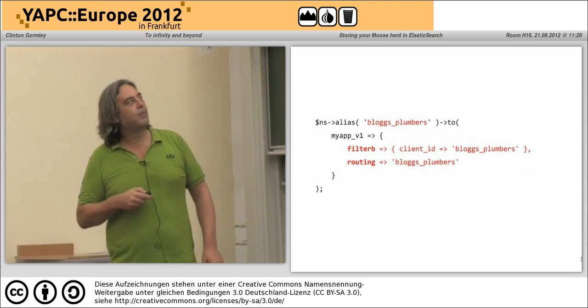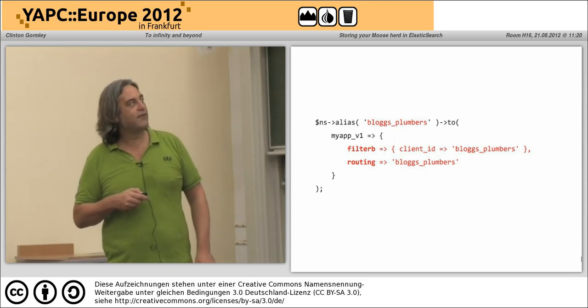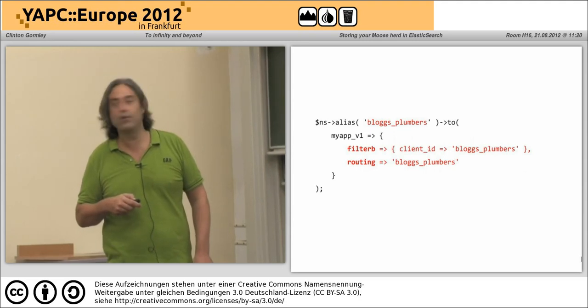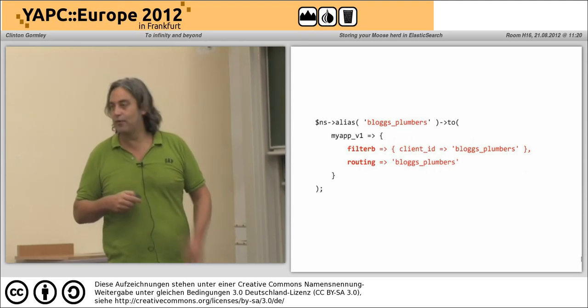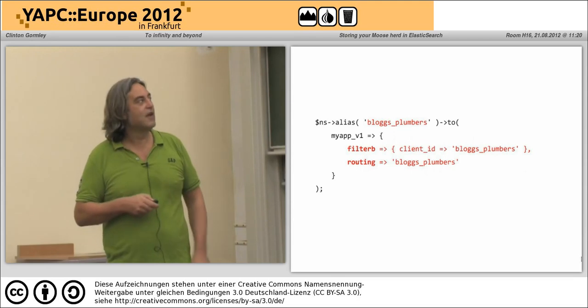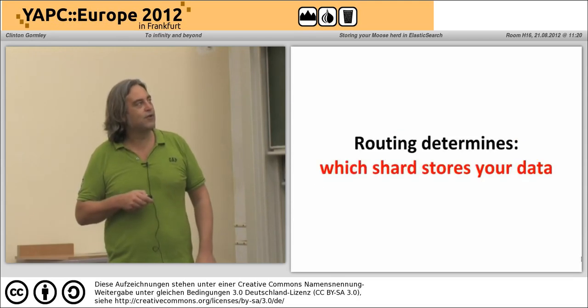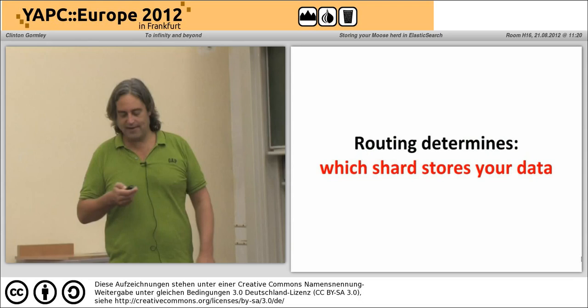I'm creating an alias blogs plumber, which points to the index myapp version 1. All queries will have this filter automatically added that the client ID must be blogs plumbers, so we can separate out just this client's docs. And we set this routing value to blogs plumbers as well, the client name.